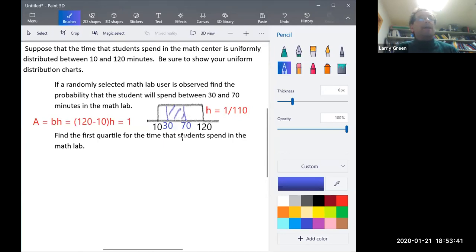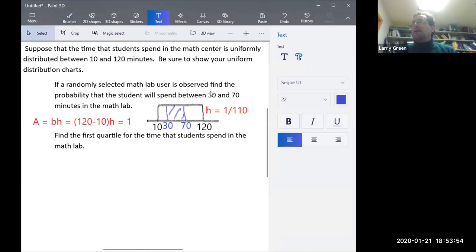How do I find the area? Notice it's a rectangle. Any thoughts? I'll put it up on the top. So it's a rectangle. Area equals the base times the height. Right? What is the base of this blue rectangle that goes from 30 to 70? What is the base?